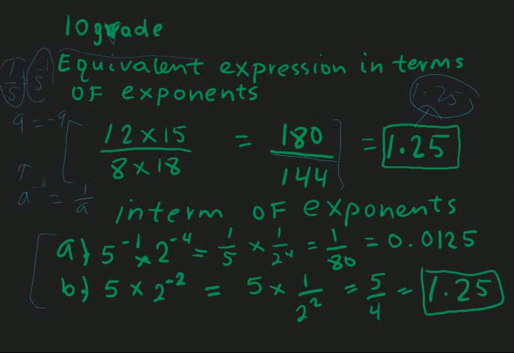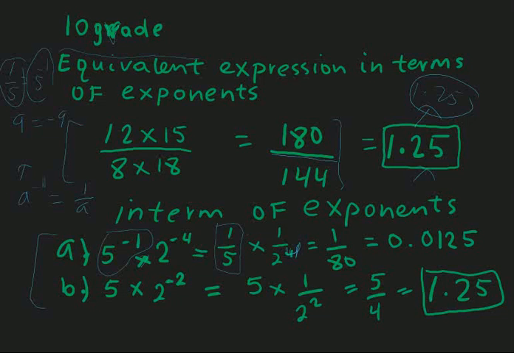So we have to change it, because we need to get a decimal number. We change this part to 1 over 5, the reciprocal, times 2 to the power of negative 4. Then we will have 1 over 2 raised to the power of 4.